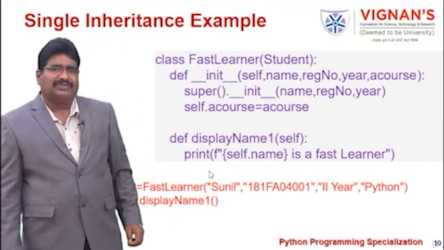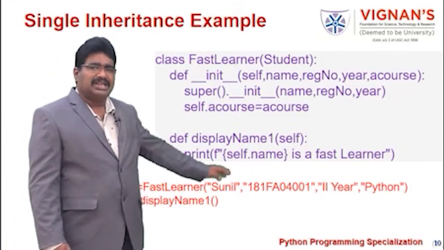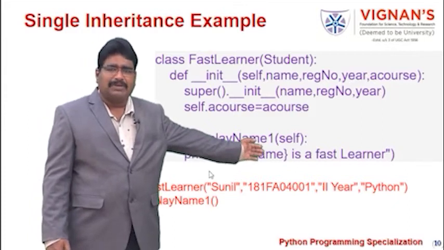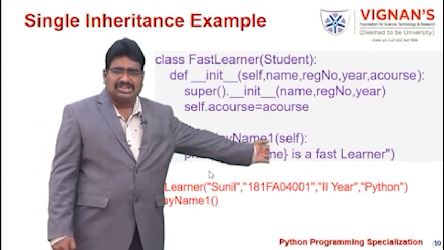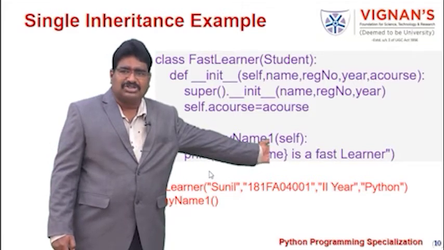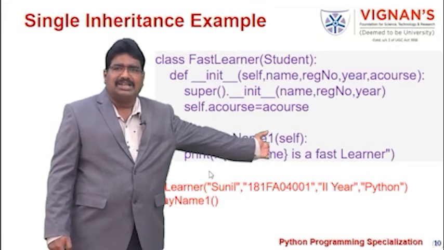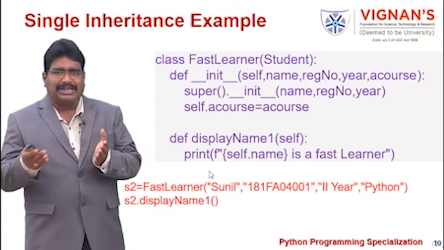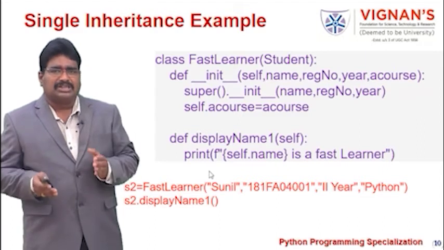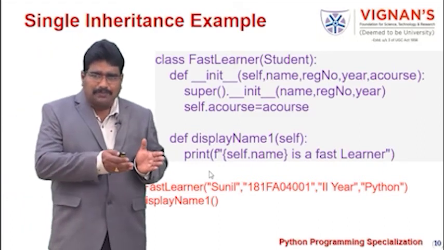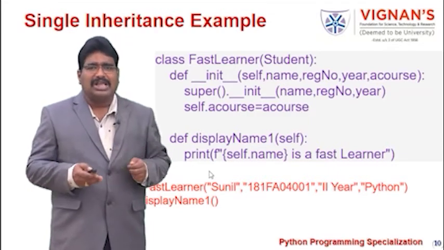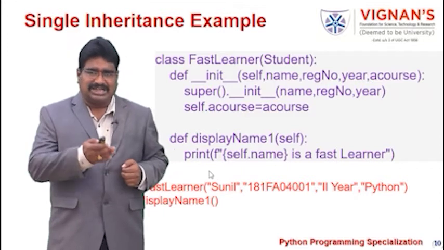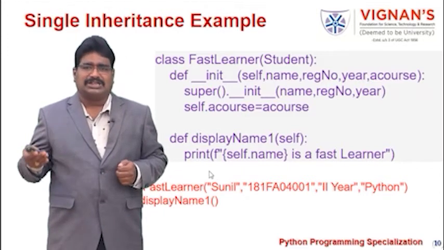Now we try to create one object of the fast learner. Here is one example. S2 is equal to FastLearner, and we are passing the parameters: the name is Sunil, the register number is 181FA04001, the year is second year, and the next one is the programming language Python. So automatically it creates a student object. The object name is S2, and the S2 object's name attribute contains Sunil, the register number is 181FA04001, the year value is second year, and the additional course is represented as Python.